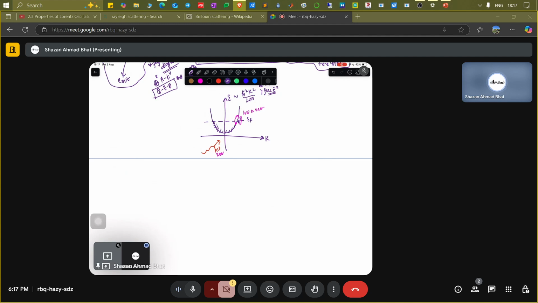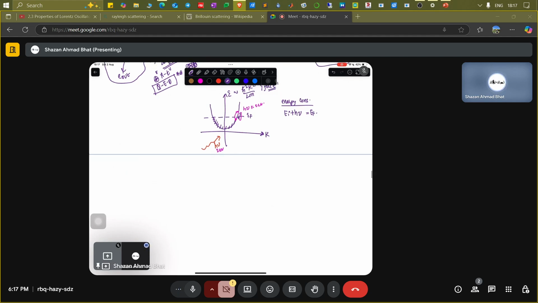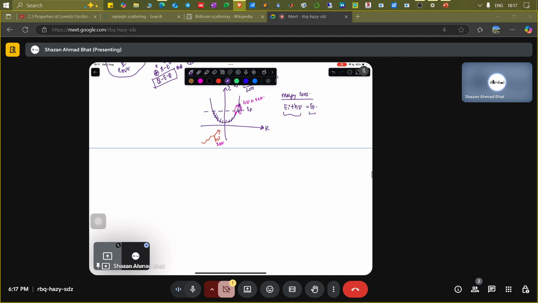So if you talk about energy conservation, then you have the initial energy plus the energy of the photon, that is equivalent to the final energy. Okay, total energy budget. So the initial energy plus the absorbed energy is equivalent to the final energy, which is basically the energy at this particular point.